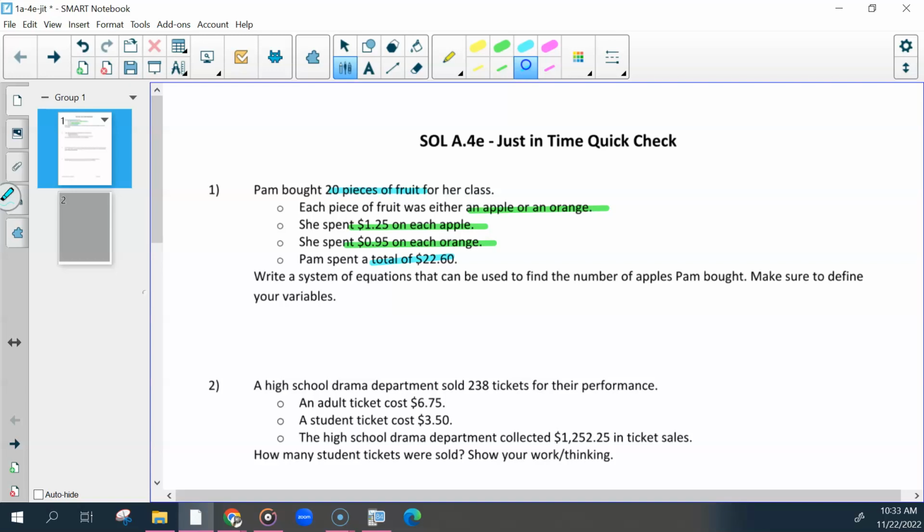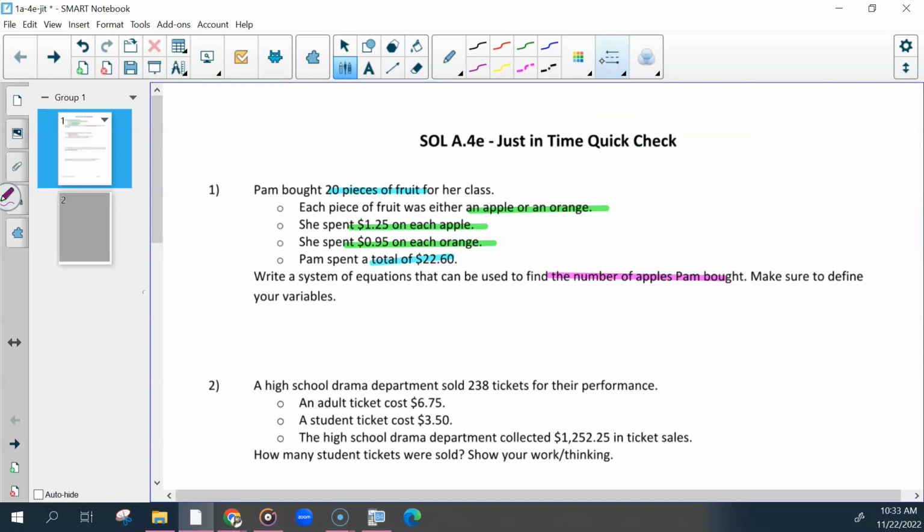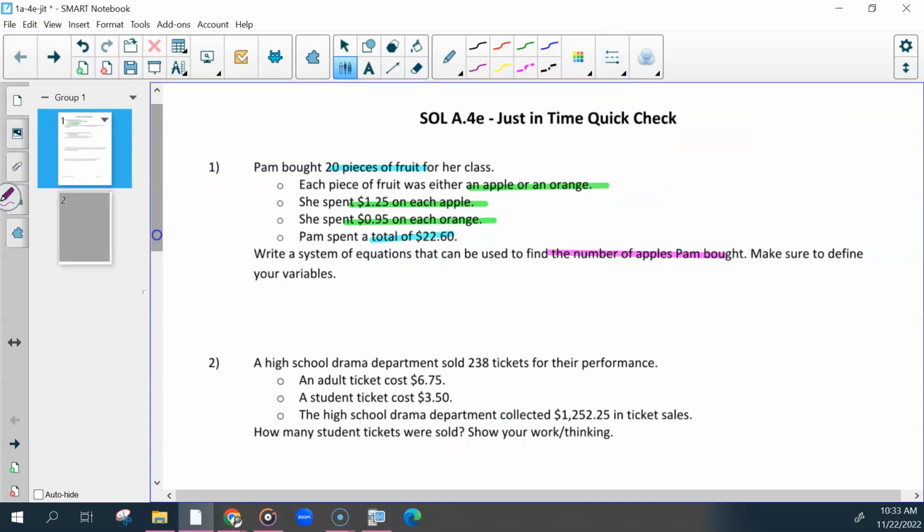In the problem, it asks us to find the number of apples that she bought. But we also have to define our variables. So I would say maybe stay away from O, but anything else is fine. The question helps us define our variables. So number of apples, we'll call that A. And then the other thing would be number of oranges, because we also don't know that. So I'm going to call that R.